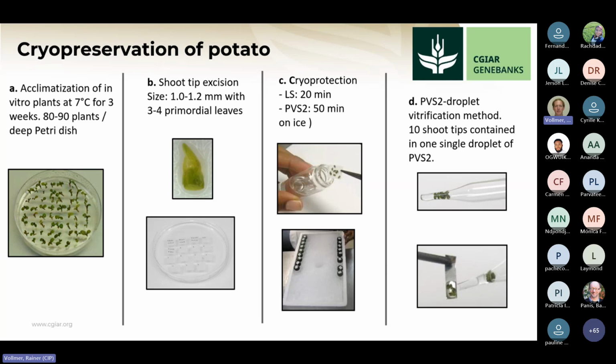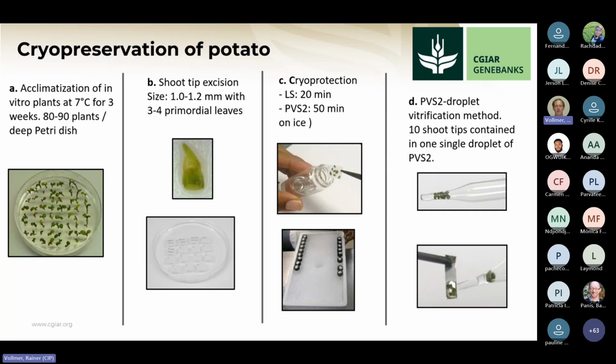So when the plants are 3 weeks old, we excise the shoot tips. They are about 1 millimeter, and we place them on small filter papers. You can see it in the lower photo. Each filter paper contains 10 shoot tips. And then the cryoprotection with the PVS2 solution. First, the loading solution, LS, for 20 minutes, which protects the shoot tips against the phytotoxicity of the second solution, the plant vitrification solution 2. In this case, 50 minutes, as Bart also has explained.